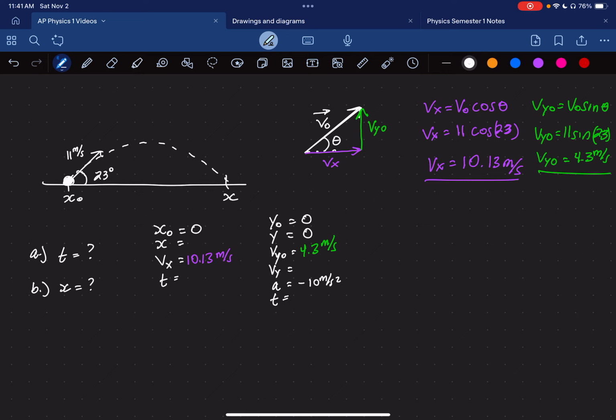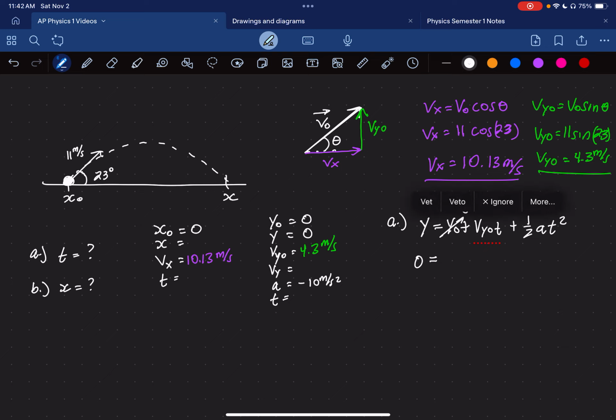Cool. And it's similar to our last problem, where we have not the same values, but we have the same variables known. And so we're going to find the time and then we're going to find x. So for part A, we'll use the same trick. y equals y naught plus Vy naught t plus 1/2 a t squared. 0 equals 0. This one's 0.